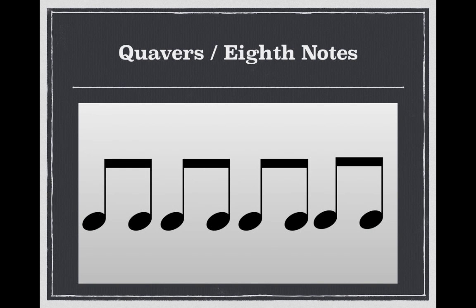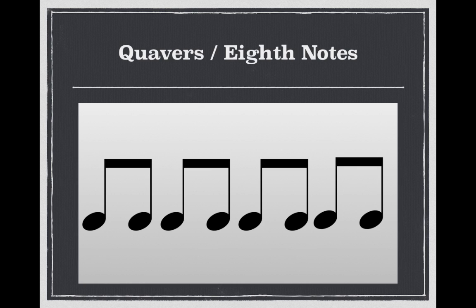Now let's have a look at quavers or eighth notes. A quaver, as we've said already, lasts for half a beat. This means that in the same space as a crotchet, or quarter note, there will be two quavers, or eighth notes. This means that the beat is divided equally in half. A group of eight quavers would sound and look like this. One and one and one and one and.